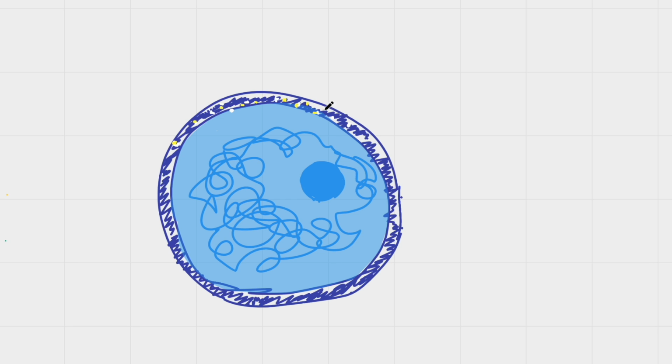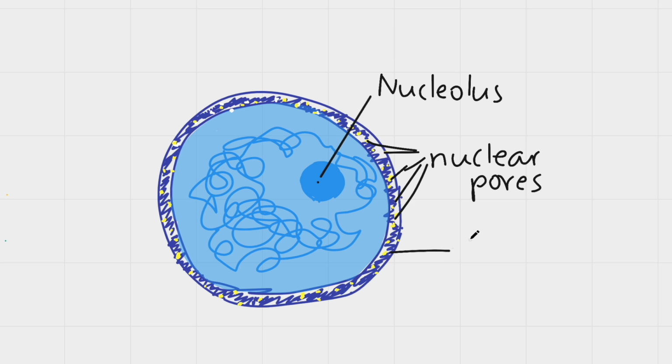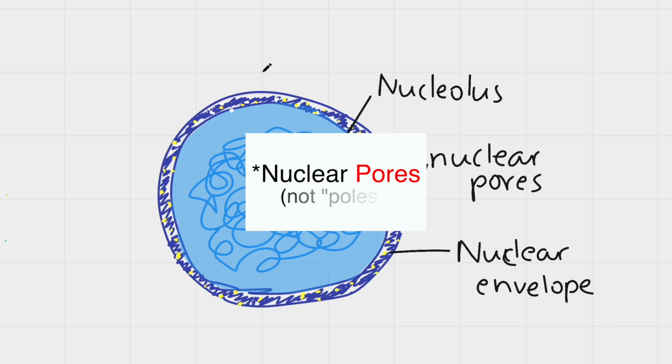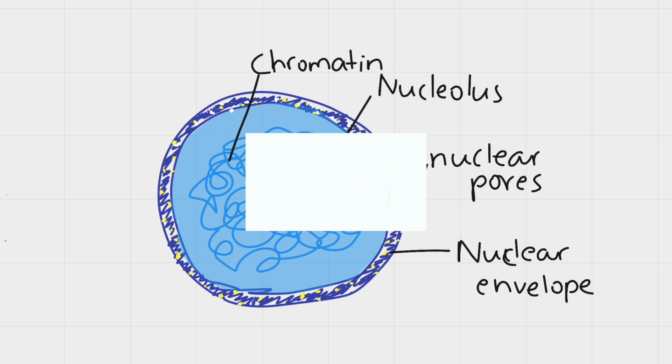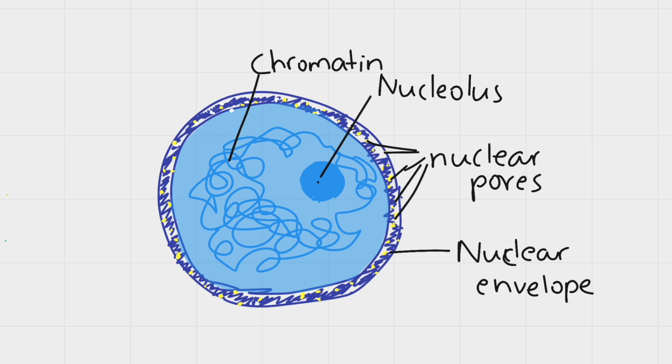The nucleus is made up of the nucleolus, chromatin, which kind of helps package the DNA, the nuclear envelope, consisting of two lipid bilayer membranes, and nuclear pores on the nuclear envelope which let the necessary molecules like mRNA pass through.